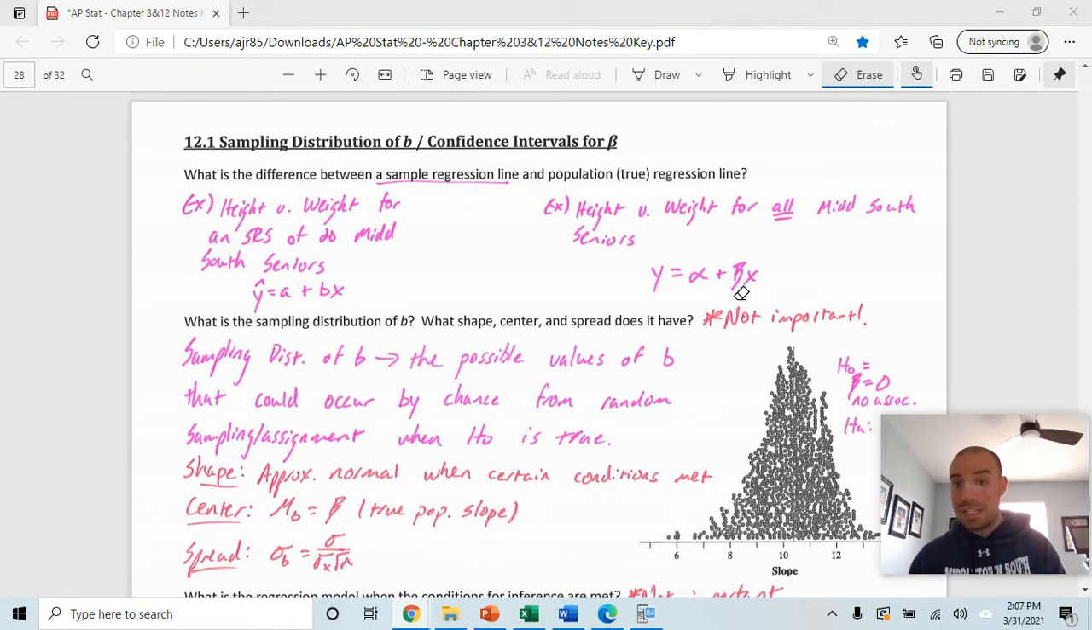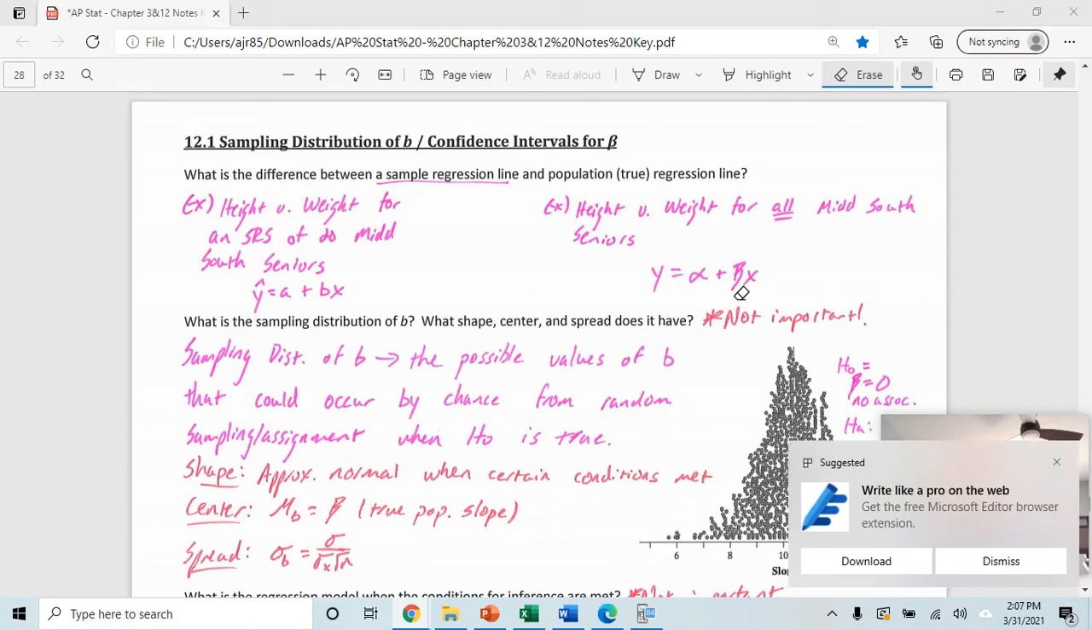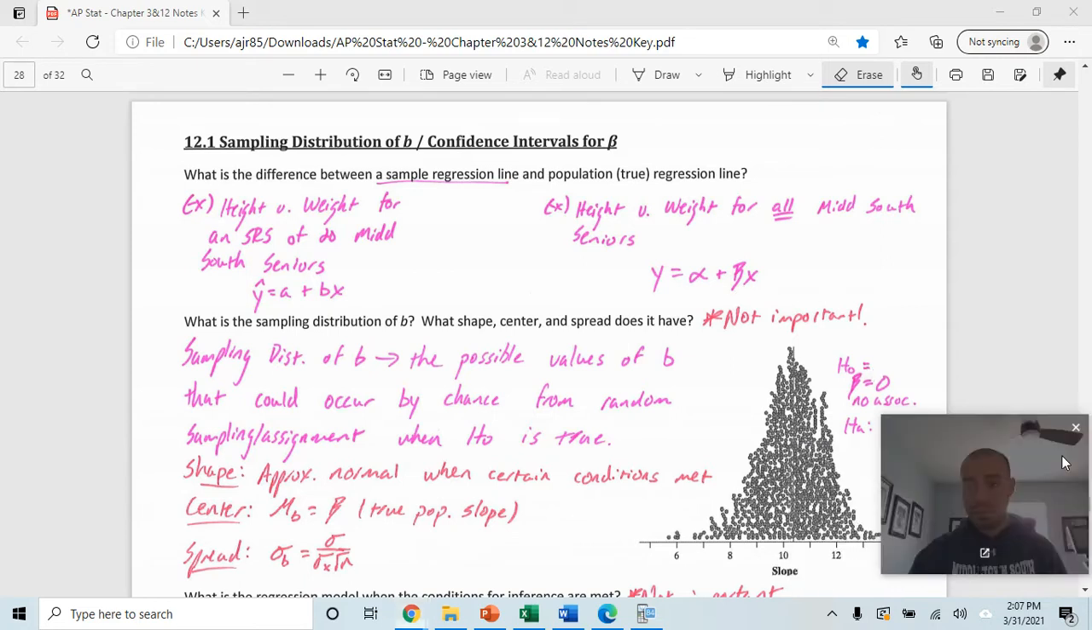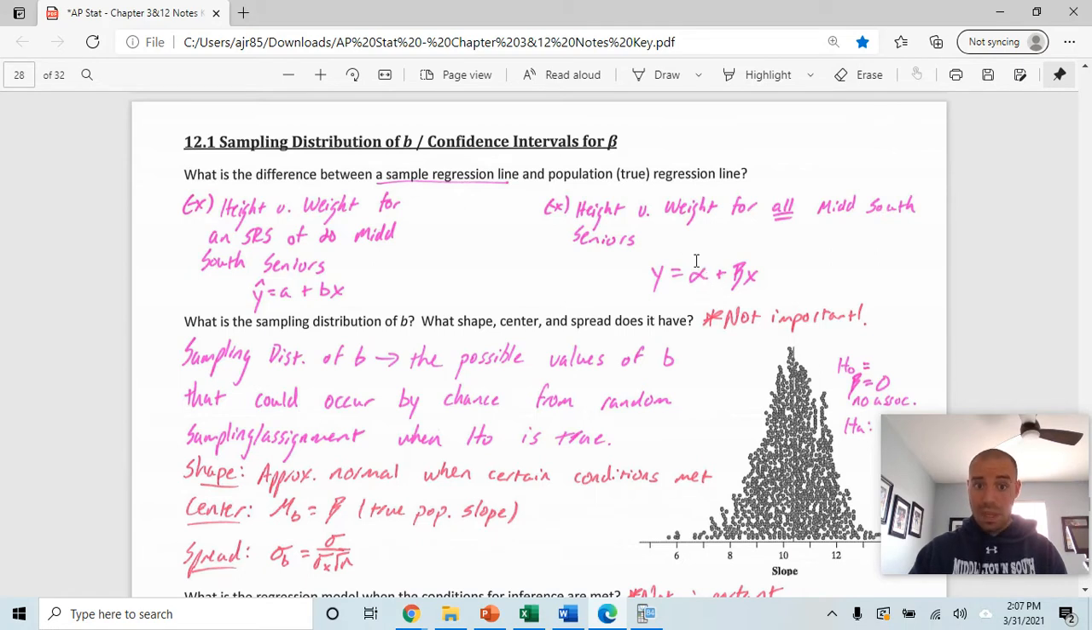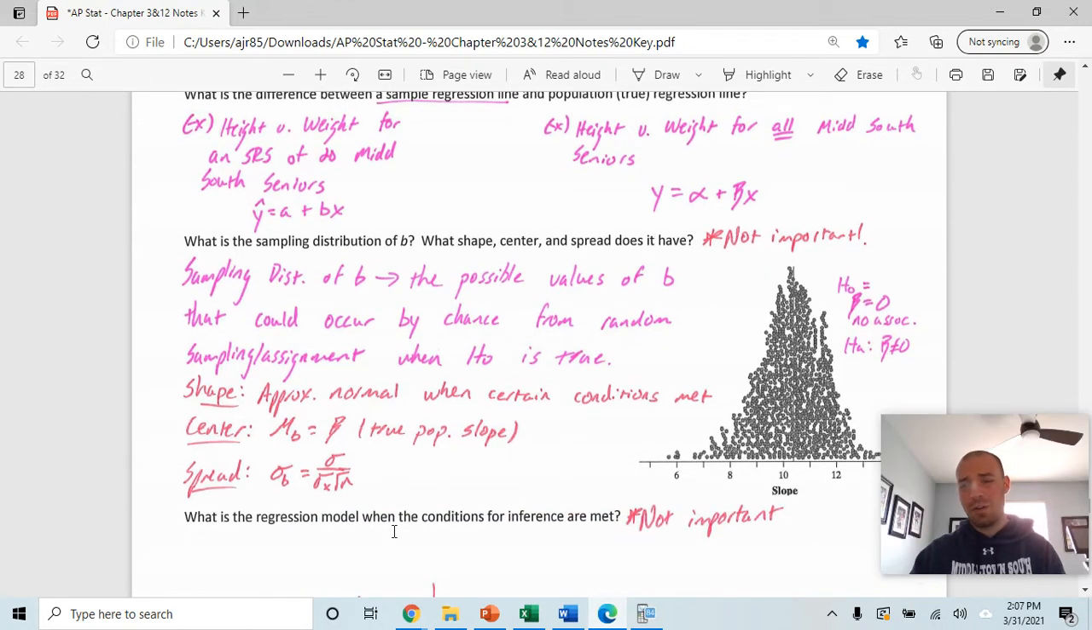If we looked at every single student at South, or every single senior at South, and we created the regression line for everybody, that would be the population regression line. Notice that there's no y hat anymore, it's just y. And then our a changed to a lowercase alpha, and our b for the slope changed to a capital letter beta. This next part, not overly important.